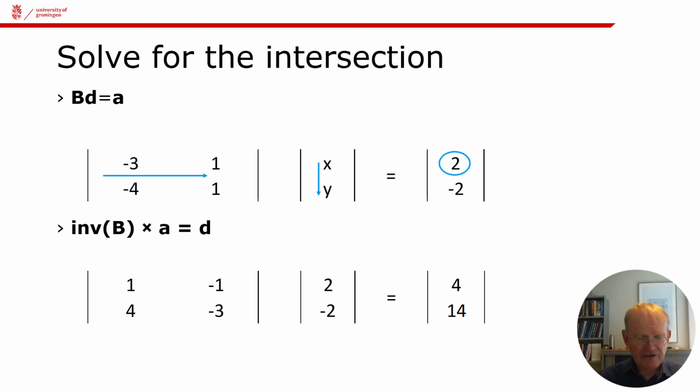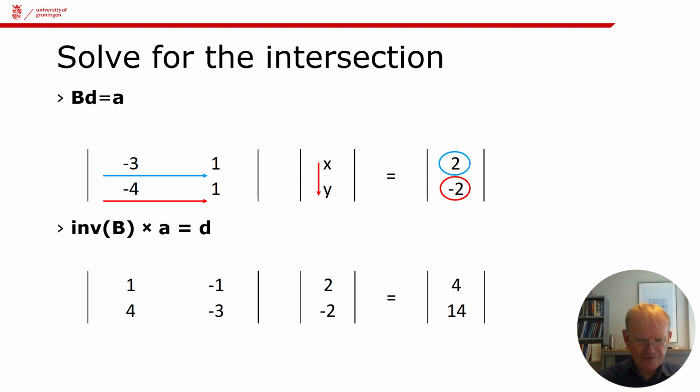So d, the column vector with x and y in it, equals the inverse of matrix B times a. And so we need to calculate the inverse of matrix B. That's this one. I explain to you later how to do it. And you multiply that with 2, minus 2. And if we do this exercise, then it gives us an answer of 4. That's the x coordinate. We already knew that or guessed it. And 14. How do we get it?